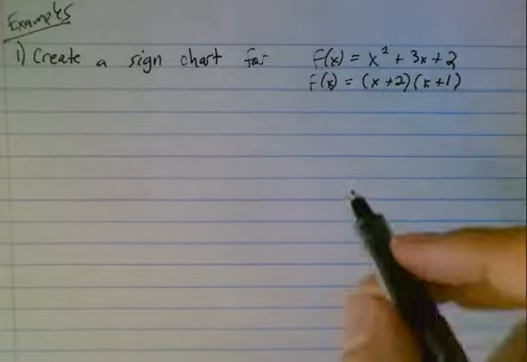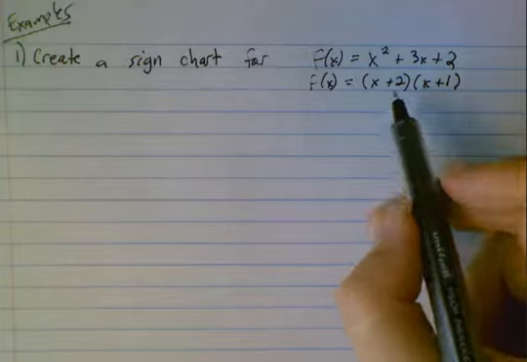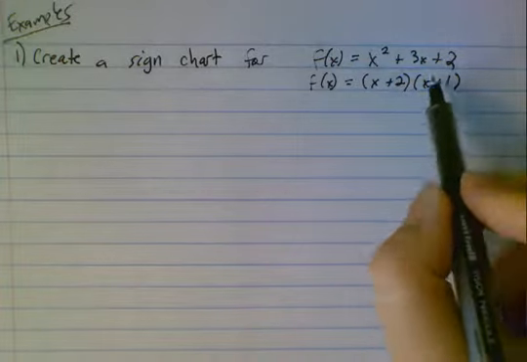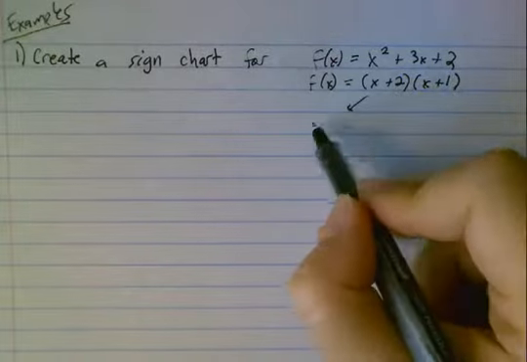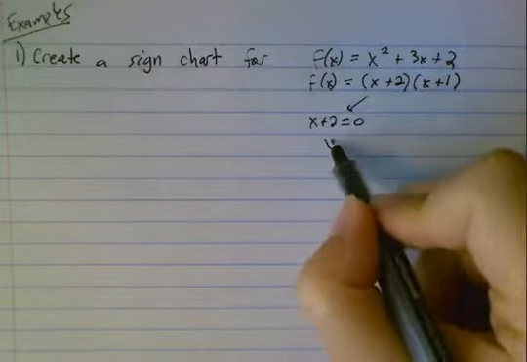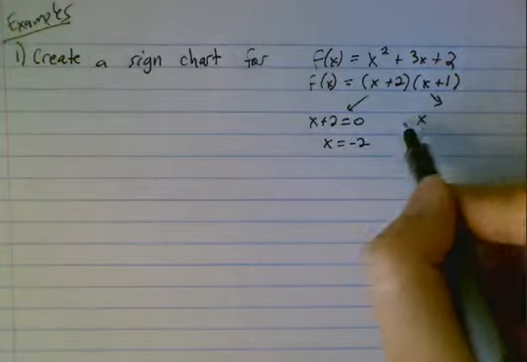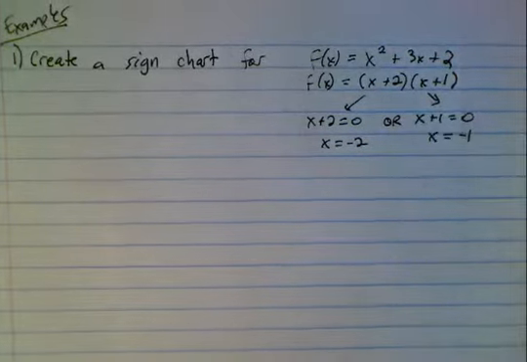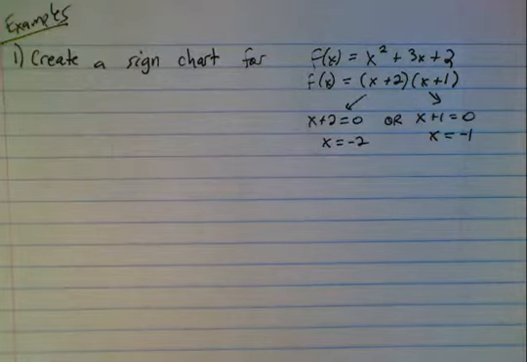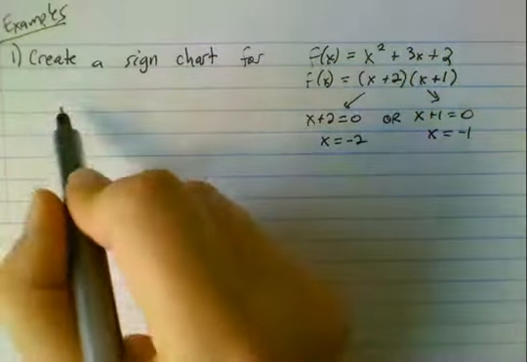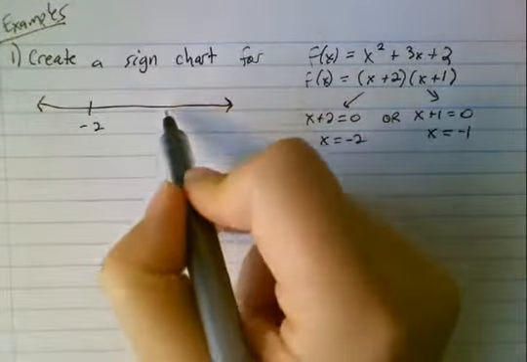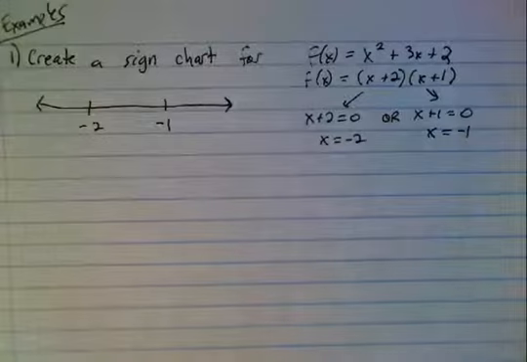Now what we're going to do is find the zeros. So remember that anything times 0 is 0. So if this whole factor equals 0 or this whole factor equals 0, then the whole thing equals 0. So there are two zeros. And now we want to mark them on the sign chart. Make sure you do them from left to right, just as if it were a number line.